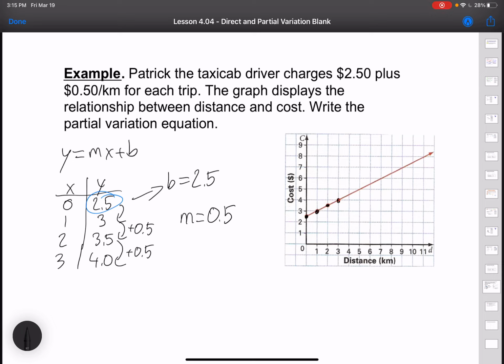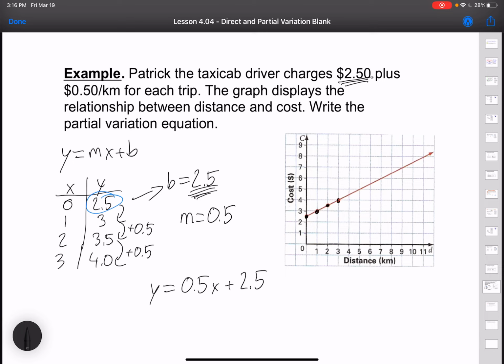And so overall, the equation would be y equals 0.5x, because that's our m, plus 2.5. And there we have the equation. One thing you might notice is, if we take a look back at the word problem, you can see that his initial charge was $2.50. That corresponds directly to the b value. So what you start with, which is sometimes known as the y-intercept, that ends up being your b value.